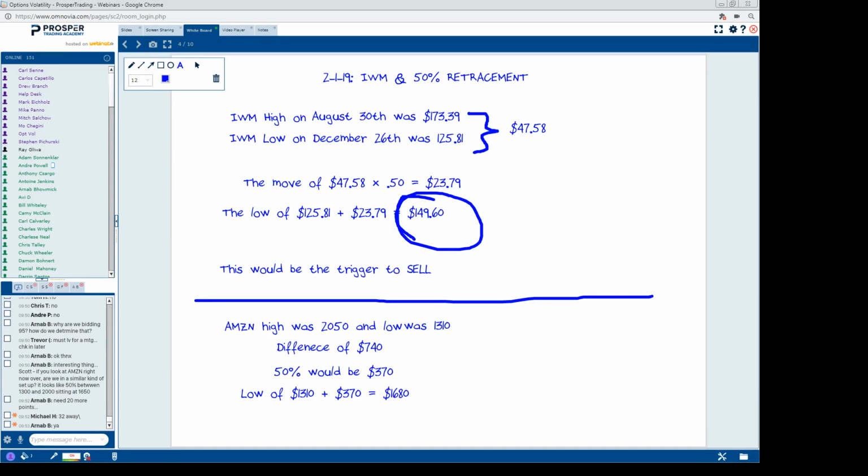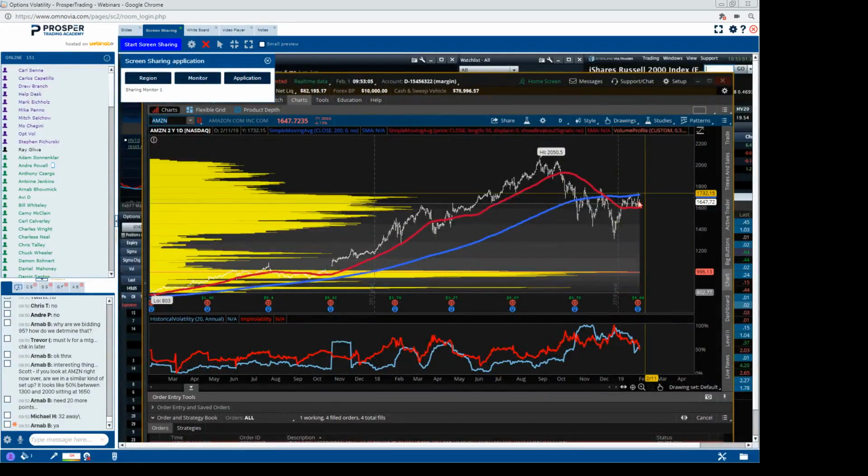Okay, but here's the difference. That 1680 has already been breached, right? We were trading up to 1740 yesterday. So now that signal becomes invalid. Once it's been breached, that signal becomes invalid.